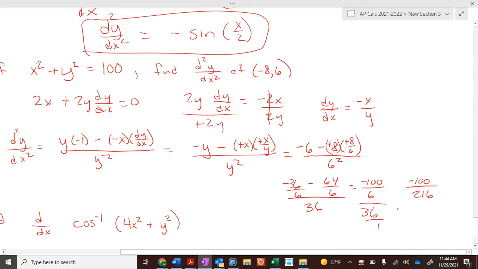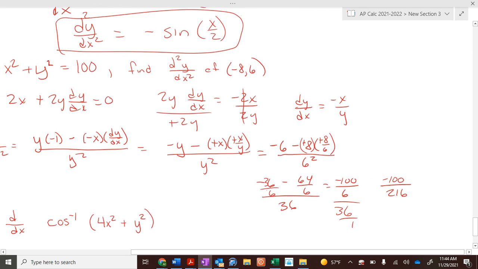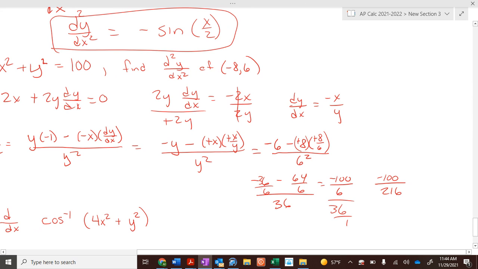Because it's 36 over 1, so multiply top and bottom by 1 over 36. Your calculator will do it for you, so you should be fine. So it's -50 over 108, which is -25 over 54. Boom. There it is.